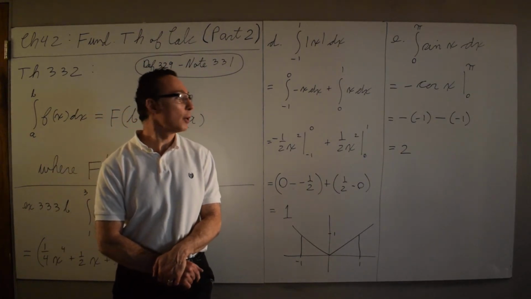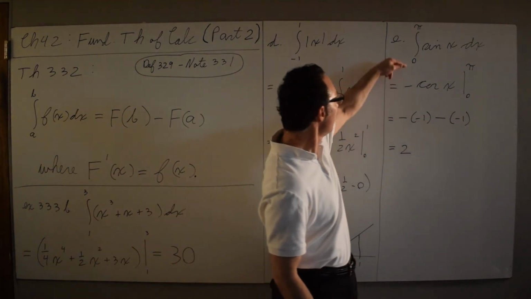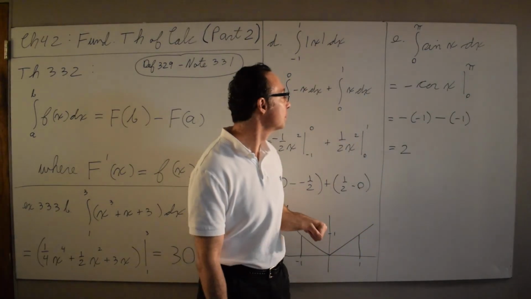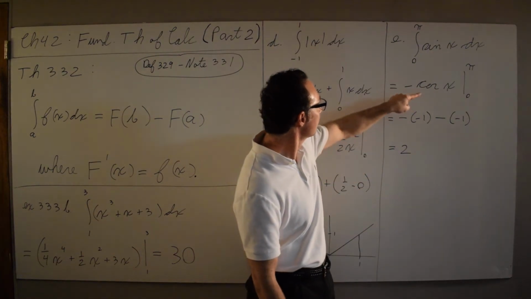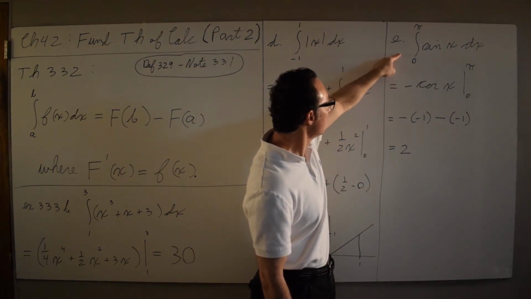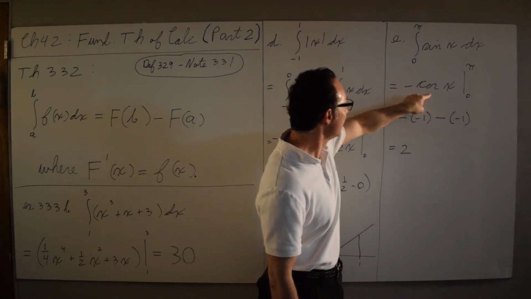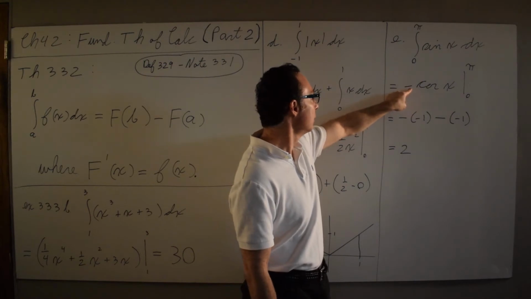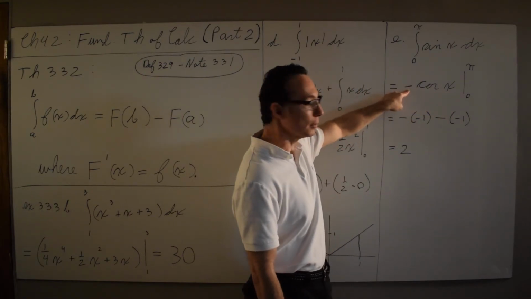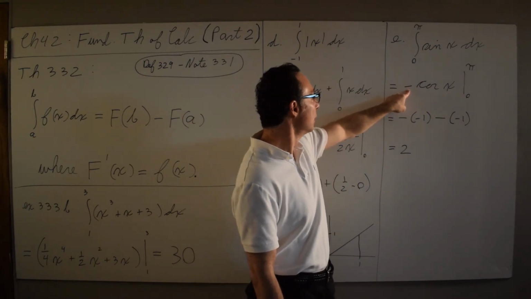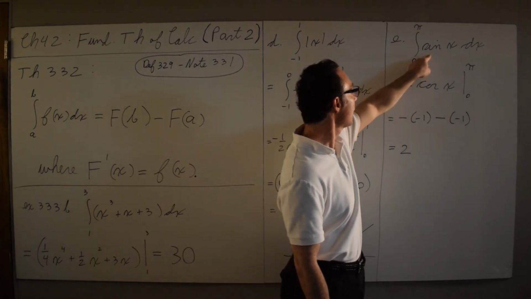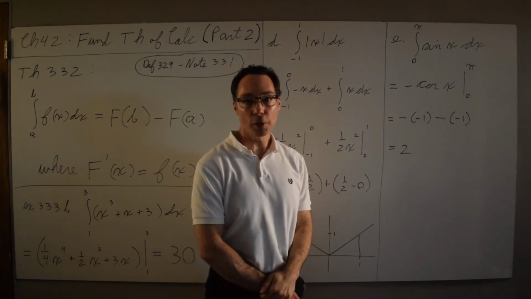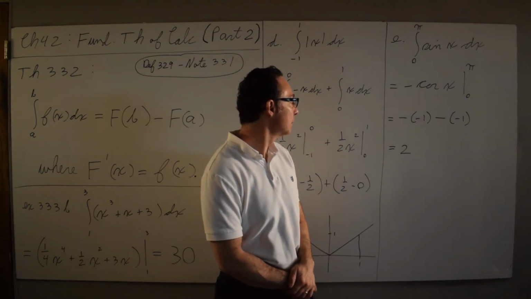And finally, we'll look at part E. We have the integral from 0 to pi of sine x dx. So we find an antiderivative of sine, which is negative cosine of x. That's because the derivative of cosine is negative sine. So calculate the derivative of -1 times cosine of x, and you have sine of x. We'll check our answer.